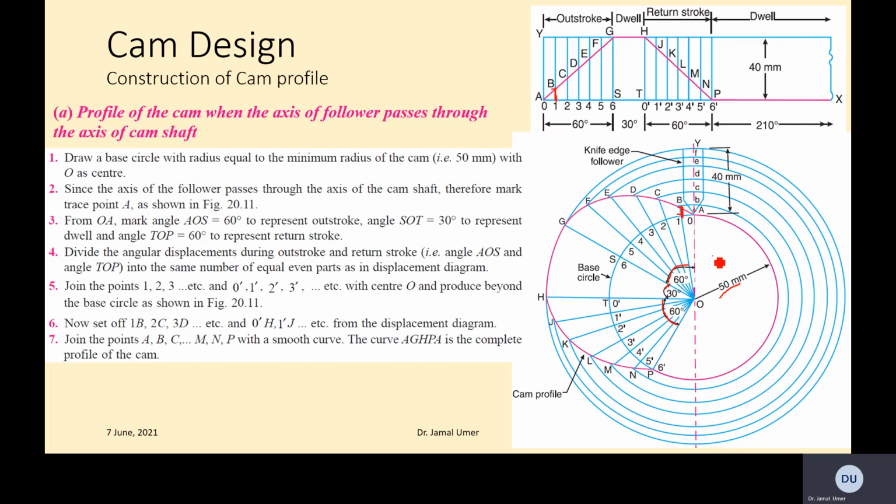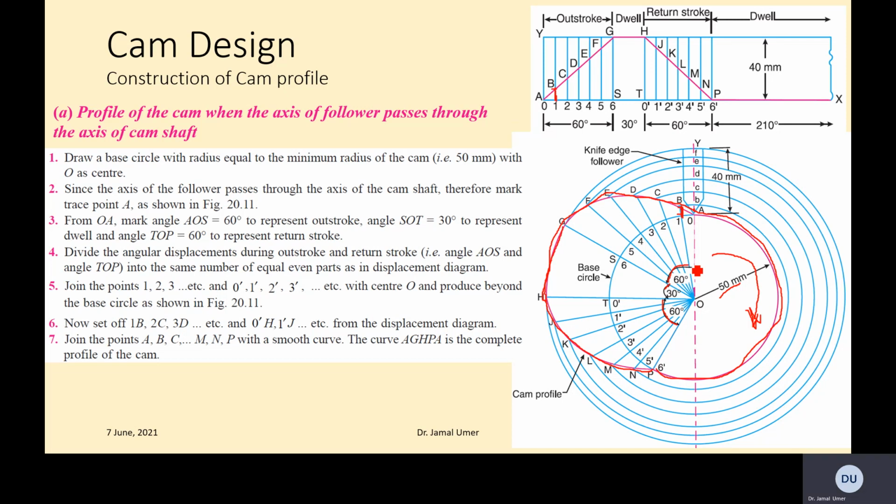Now imagine this cam is moving in this direction. The knife edge follower starts and follows the cam profile, so it goes up, up, up, and then during the dwell it is not moving anywhere, so it stays there. Then it comes back on the return stroke, and then it follows the base circle again. So that's the cam profile we have built.